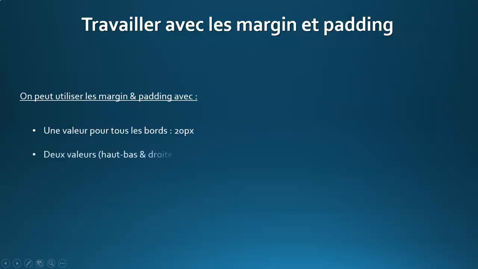You can use it with two values. So for example, here I put 10 pixels as the first value and 40 pixels as the second value, which means that at the top and bottom you will have a margin of 10 pixels. At the right and left, you will have a margin of 40 pixels.